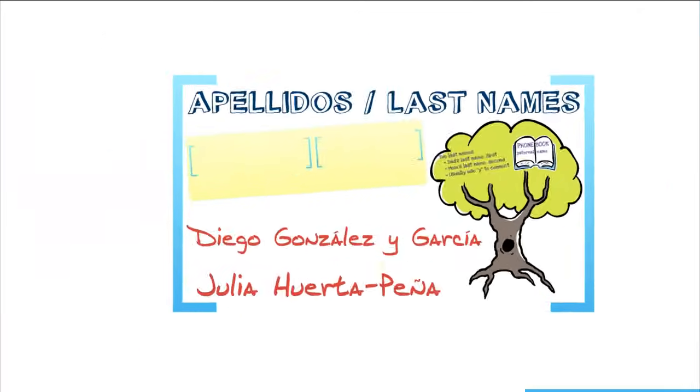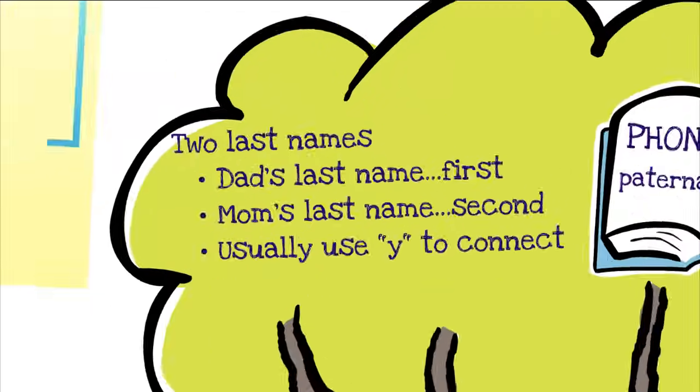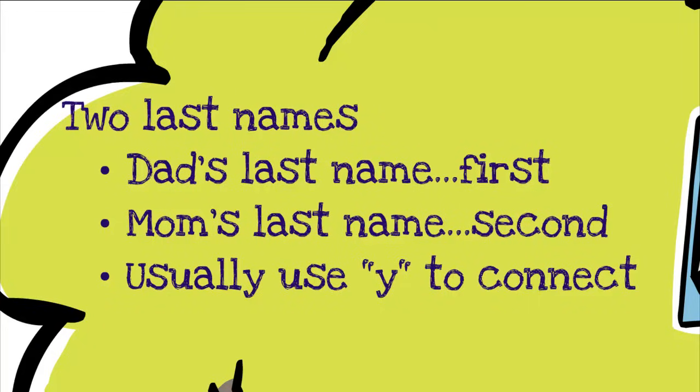So the second part then would be last names, or apellidos. Spanish speakers generally have two last names. The first last name comes from the dad, the second last name comes from the mom, and we usually use the letter Y, E, which means and in Spanish, to connect those two. Now sometimes people don't use and, they might use a dash. Sometimes they might just leave it out altogether. Sometimes people leave out the mom's last name. Sometimes people use the first initial of the mom's last name.